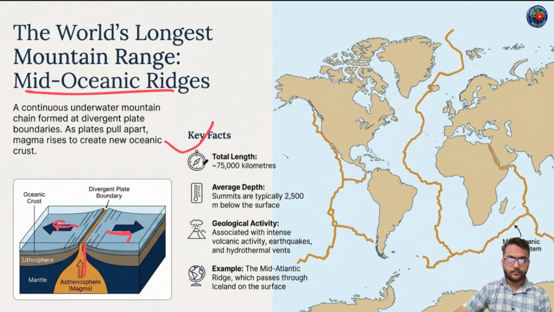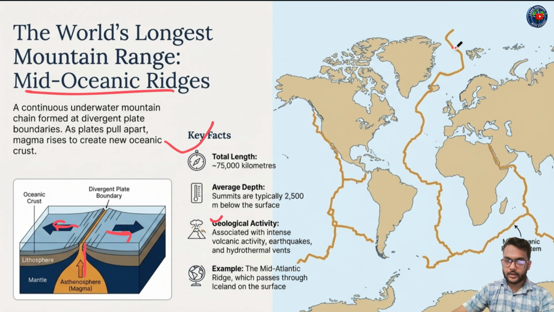Key facts: total length 75,000 kilometers. Summits are typically 2,500 meters below the surface. Geological activity associated with intense volcanic activity, earthquakes and hydrothermal events. Example: the Mid-Atlantic Ridge, which passes through Iceland on the surface.